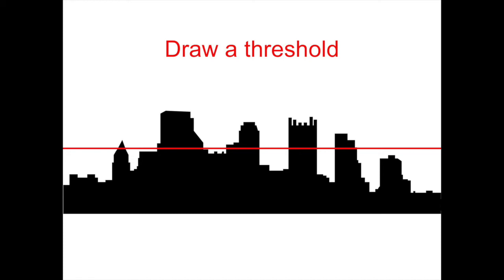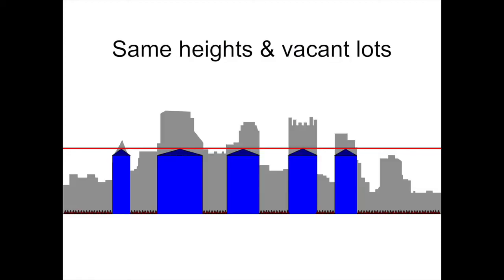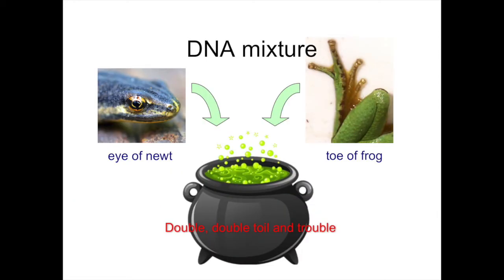So applying these thresholds to the Pittsburgh skyline, we end up with either buildings of the same height or vacant lots. So we're losing a lot of information, but with one person's DNA, that works fine, because there'd only be one or two buildings, and we could distinguish the one or two tall buildings from all the other buildings. However, starting around 15 years ago, forensic scientists realized that most DNA evidence is not from one person.